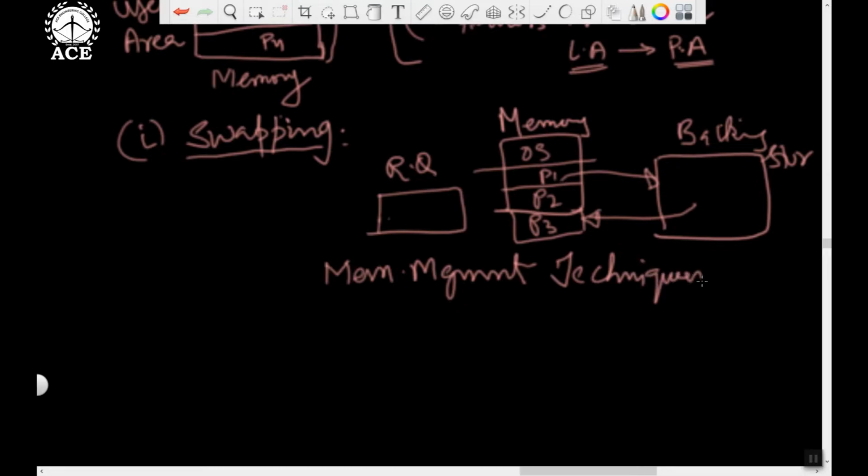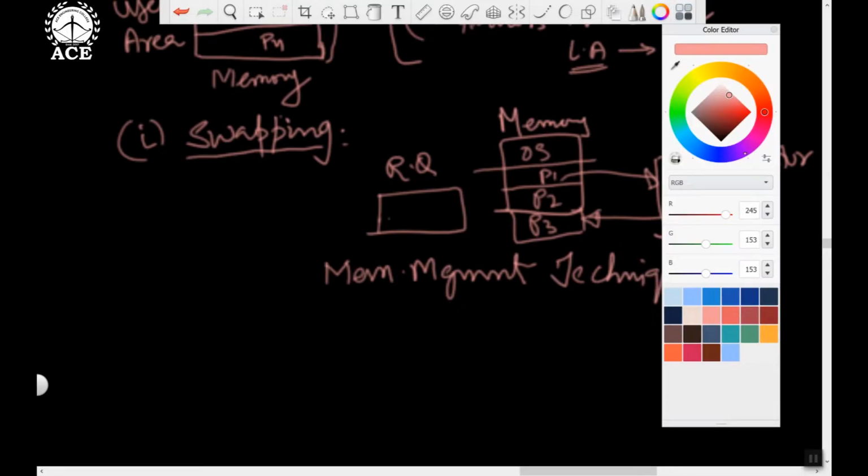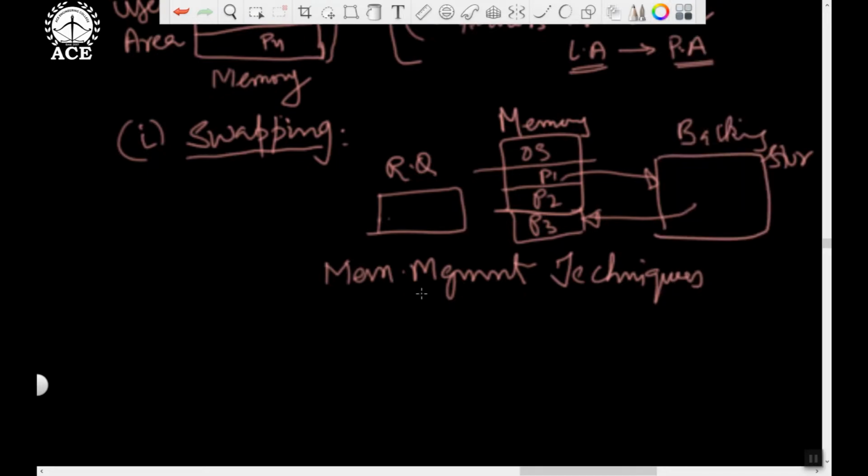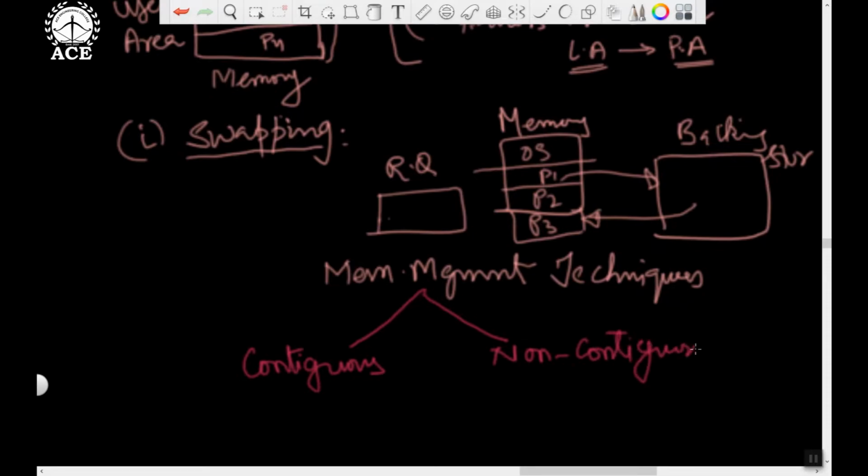Now the actual memory management techniques that we had a discussion in the class was pertaining to the classification. So how are memory management techniques classified? If you remember and recollect, I said that memory management techniques are classified into two types. What are the two types? Let's discuss them. The basic classification of memory management techniques falls into two categories.